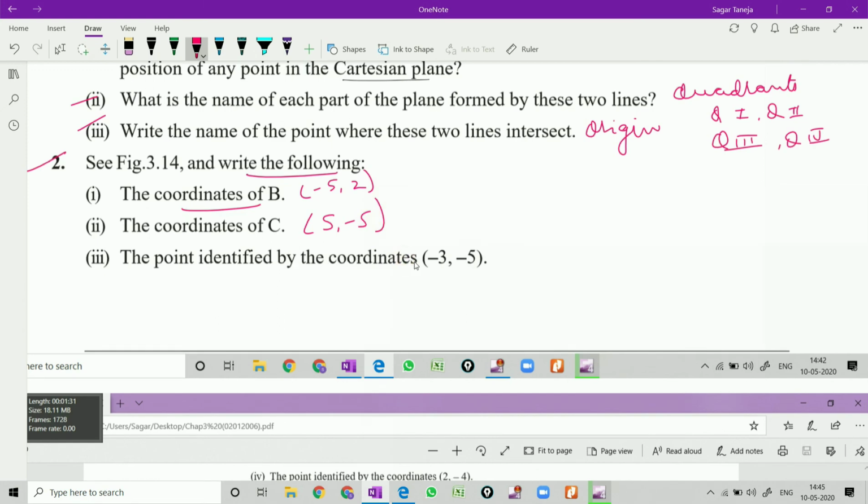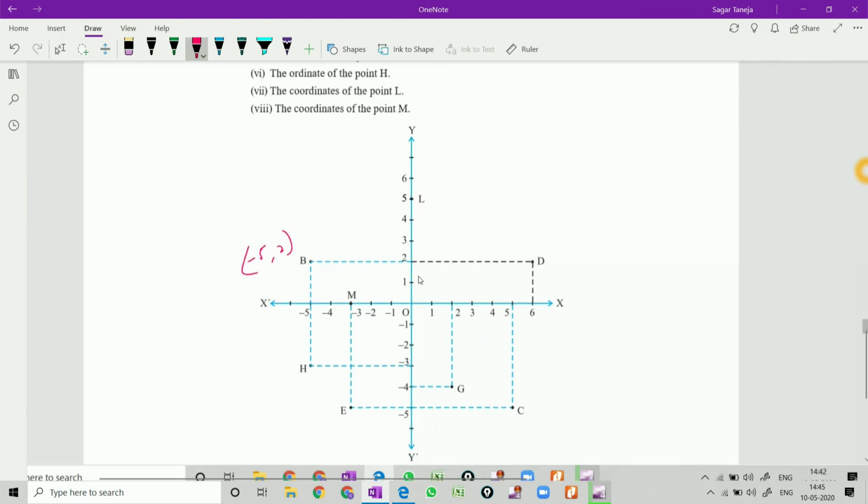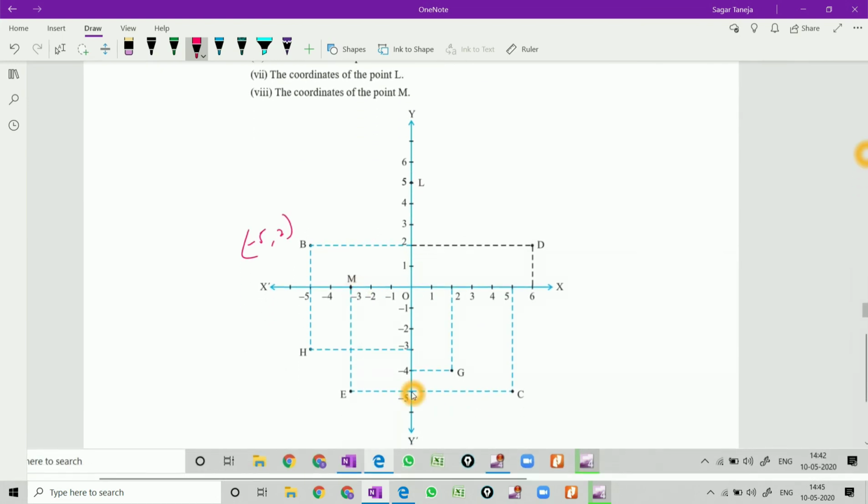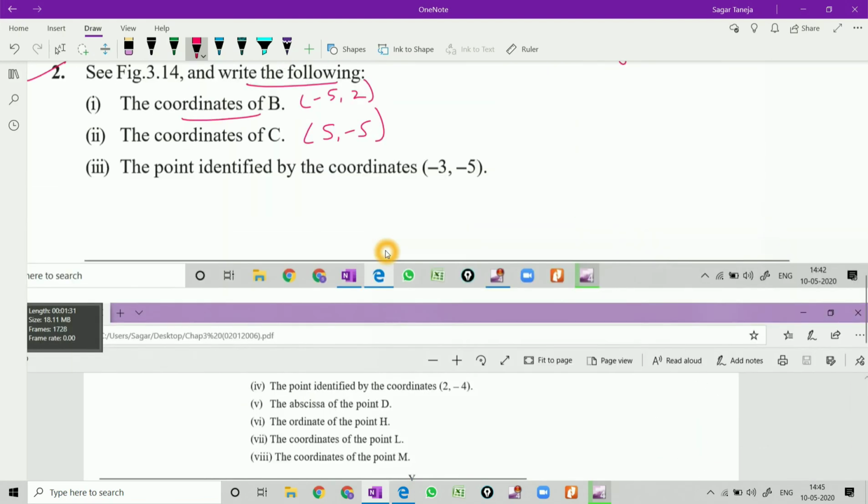Point identified by the coordinates -3 comma -5. So where is -3 comma -5? We need to check where it is. -3 means x and this is y. X -3 is here and y -5 is here. These two will meet at point E. So point E is representing minus 3 comma minus 5. So we'll write here point E is representing these points.